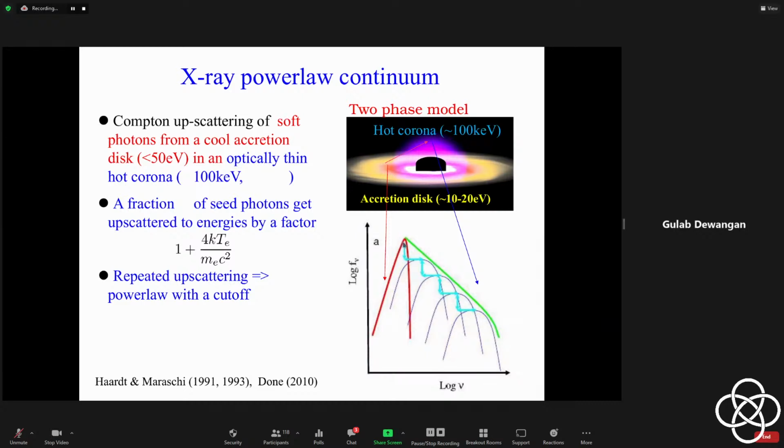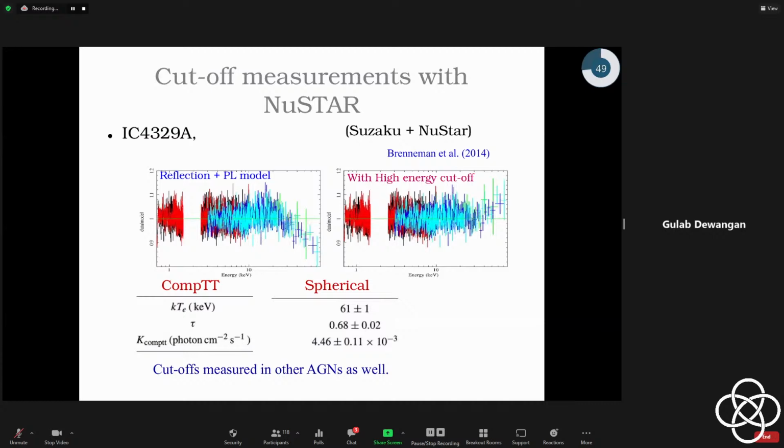So now in the different scattering steps, you have this kind of black bodies, and if you sum over all these black bodies, then what you will see is a power law with a high energy cutoff, and this cutoff will be at about the temperature of the hot corona. So that's how we get a power law continuum with a high energy cutoff. And observationally, do we see this kind of cutoff? Yes, we see this kind of cutoff.